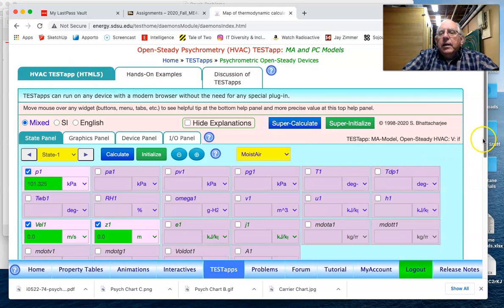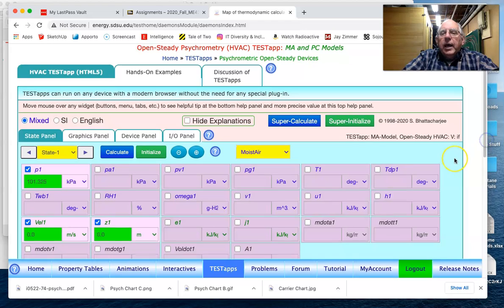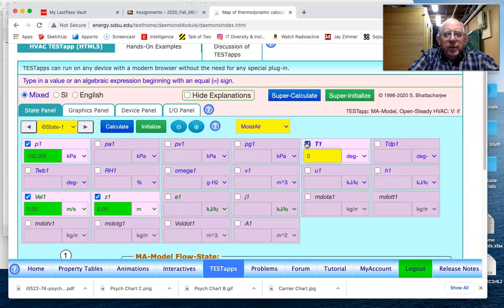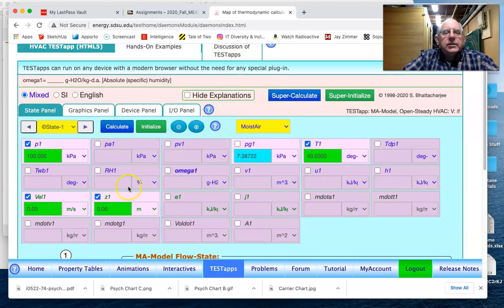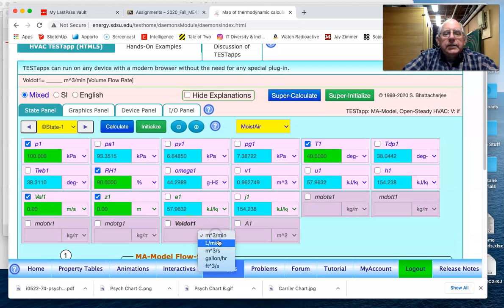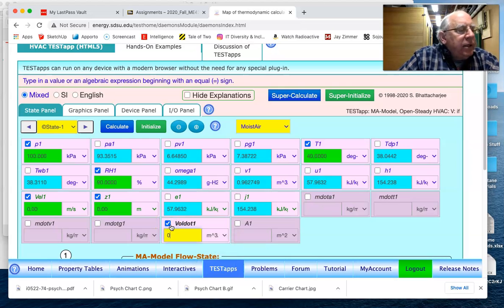As we indicated on this problem, our pressure is 100 kPa. That is the pressure for the moist air. The moist air is coming in at 40 degrees and a relative humidity of 90%. And our volume flow rate, in meters cubed per minute, as given in the problem, is 300.